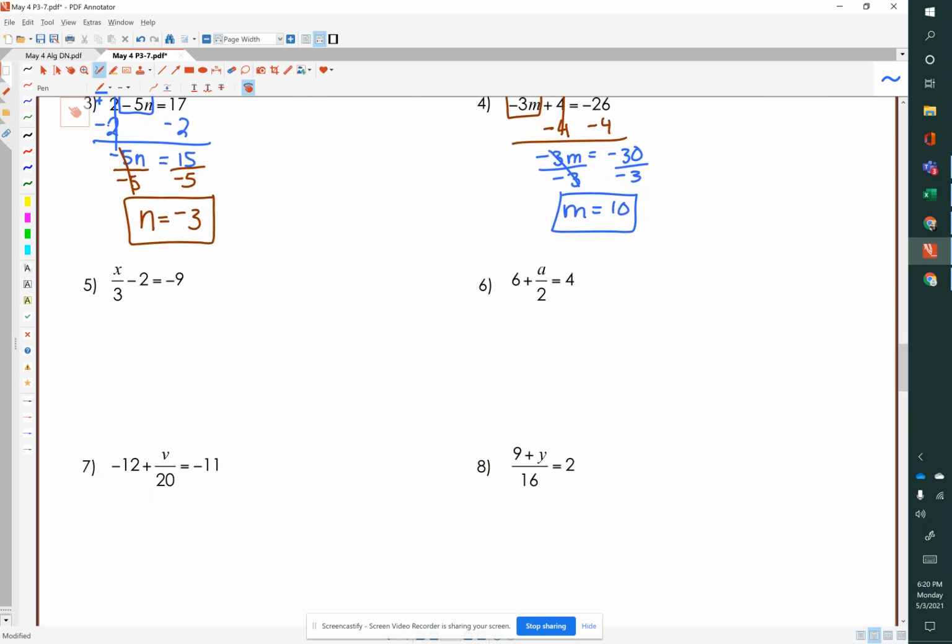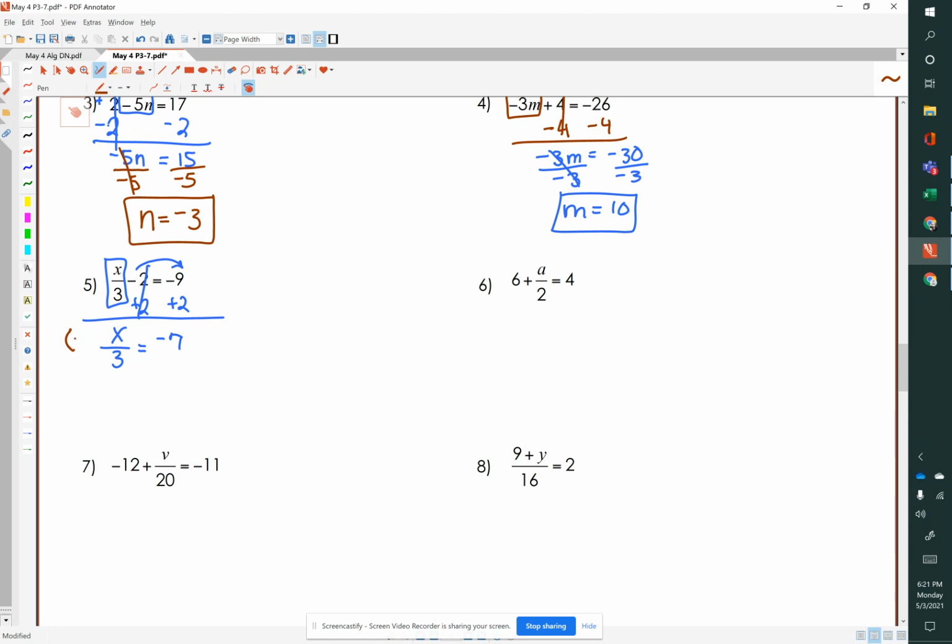Now on number 5, we have the term x being divided by 3, the variable x being divided by 3, and the term is x divided by 3. Let's leave that alone for a minute. Let's move this 2 over to the other side by adding it to the left and adding it to the right side of the equal sign. That will give us this x divided by 3, but that will equal negative 9 plus 2, which is negative 7.